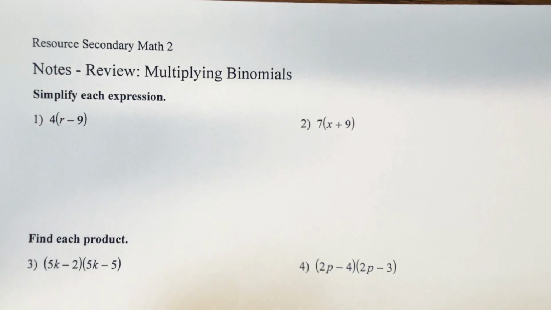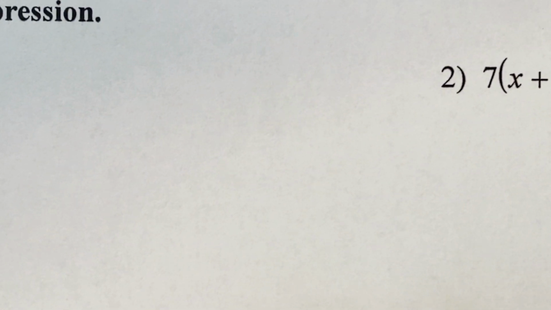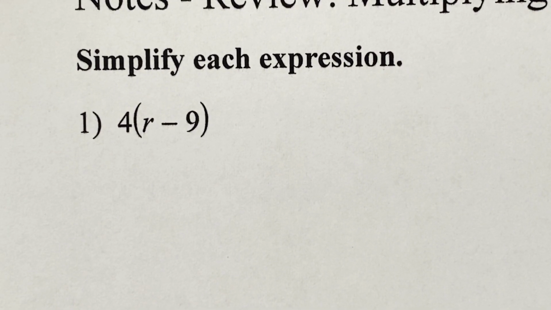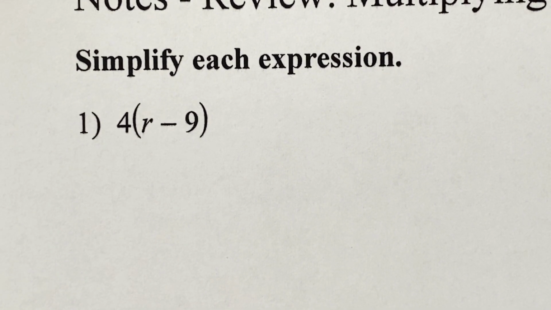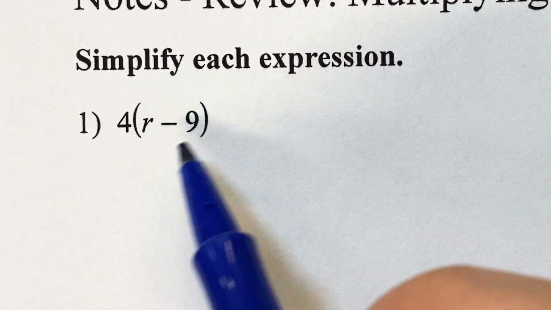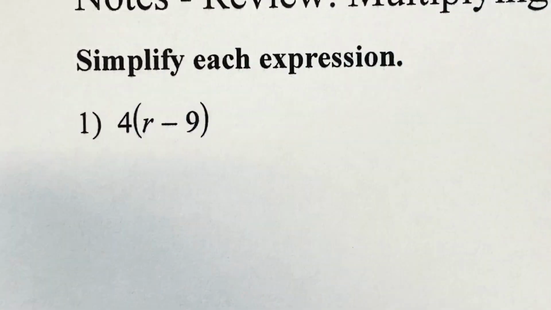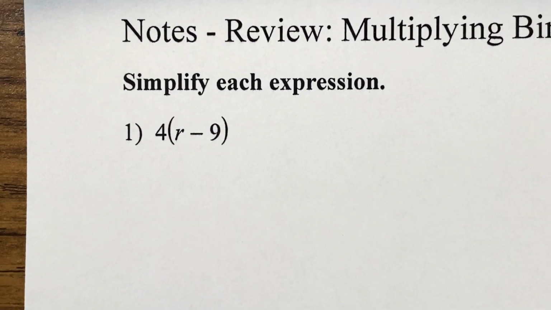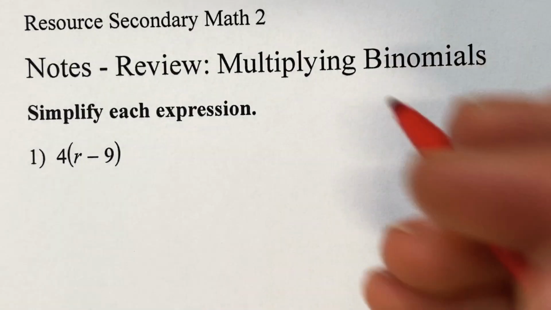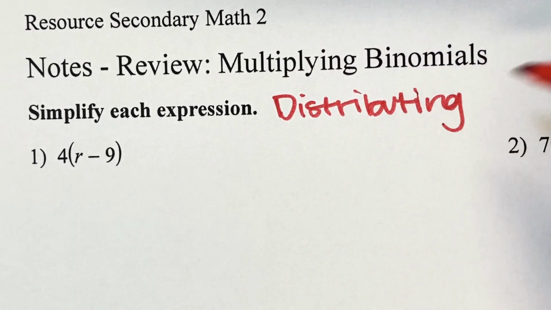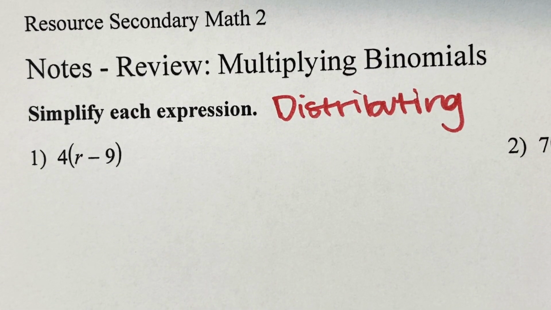Okay, so let's get right into it. We are reviewing how to multiply binomials. Okay, 1 and 2, we're actually not multiplying binomials by binomials. Okay, a binomial, remember, it just means an expression with two terms. So right here, that's a binomial, but then we just have the one number in front. So these guys we're actually just distributing. Let's write that next to our directions. So we are distributing in order to simplify these expressions.